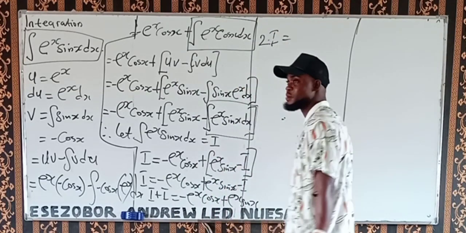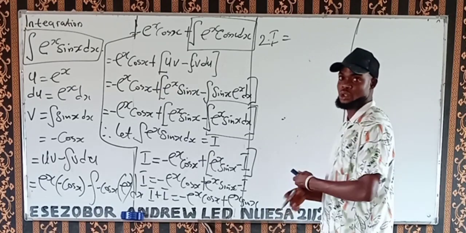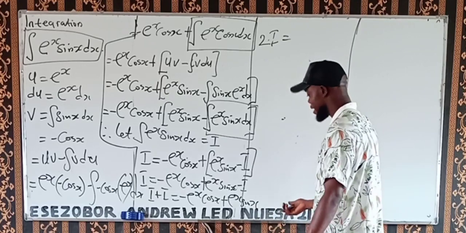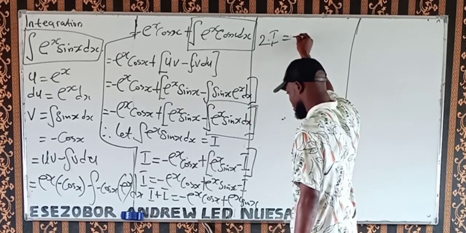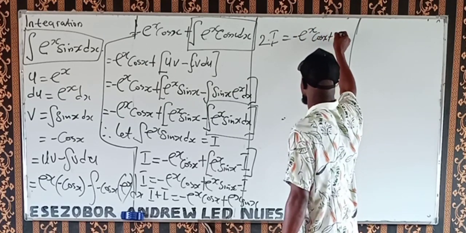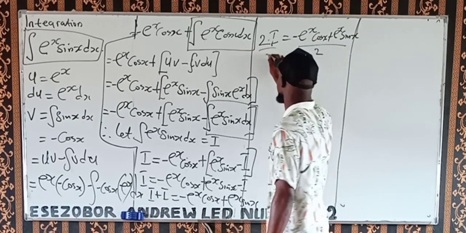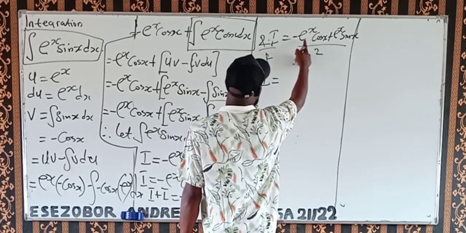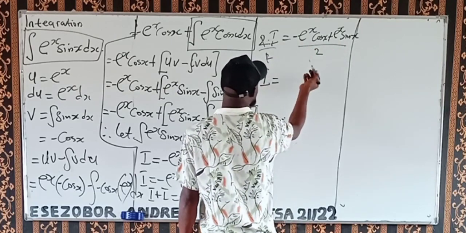So we have 2I. We are going to solve it like what we do in algebra, simple equation. Just find the unknown. The unknown is I. That's what I'm trying to do now. You have minus exponential x cos x plus exponential x sin x, divided by 2. So 2 can cancel this. Then I will now become. Remember, we can even interchange this. Because of this minus, we can say plus this minus this. We can do it like that now.